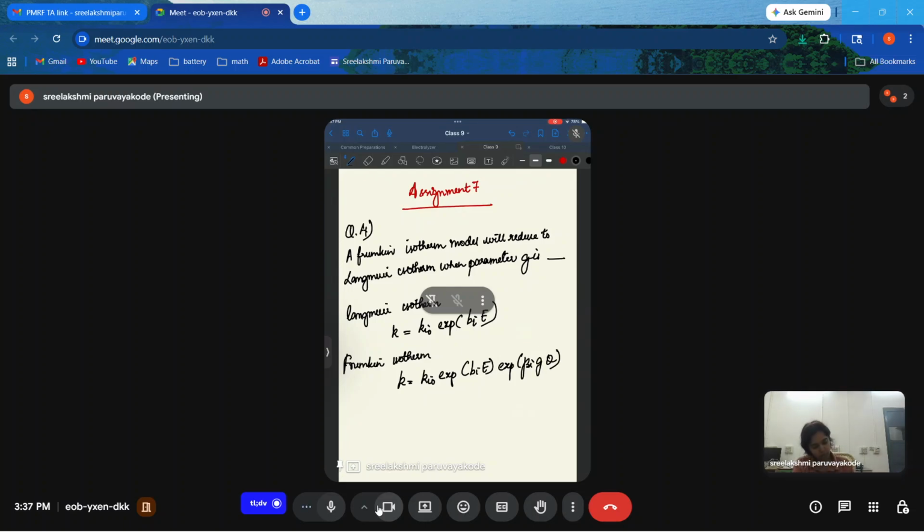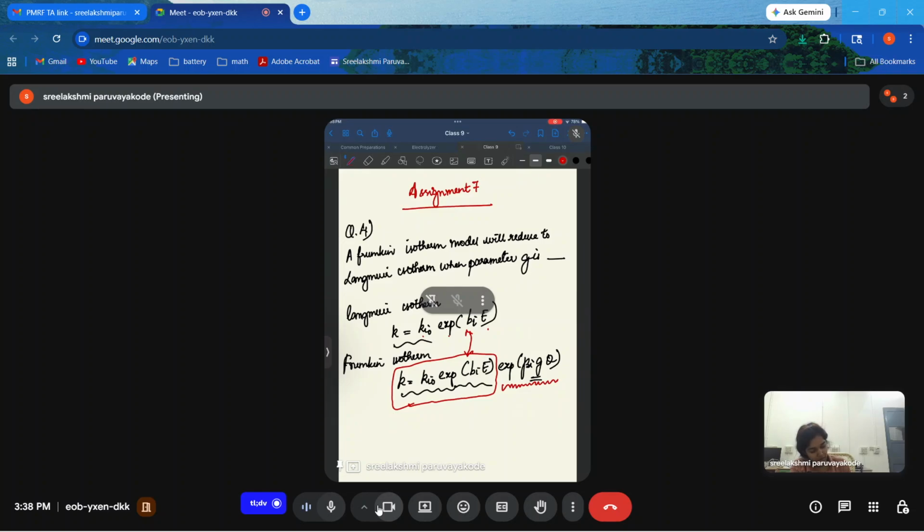So the question is, a Frumkin isotherm model will reduce to Langmuir isotherm model when the parameter g is what? If you see this part, that is k equal to k naught exponential b into potential, k naught exponential, this part is remaining the same in both. So both will become equal when this term disappears, right?